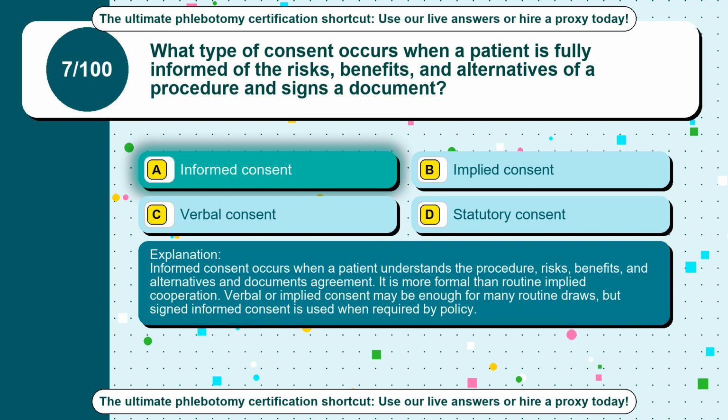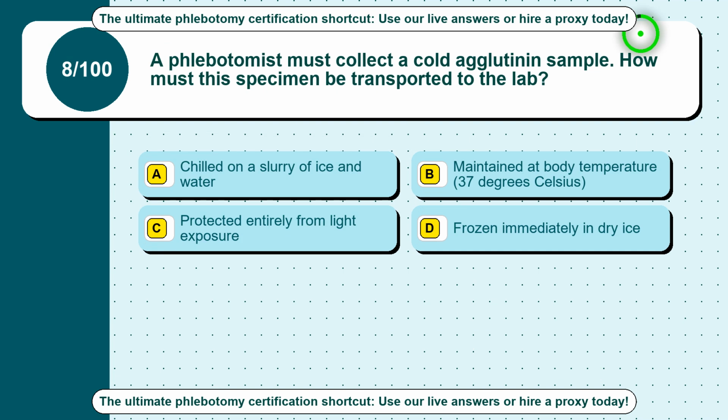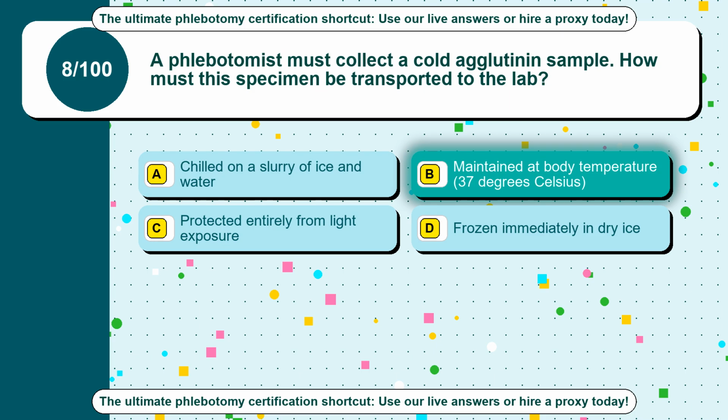Question 8. A phlebotomist must collect a cold agglutinin sample. How must this specimen be transported to the lab? Option A, chilled on a slurry of ice and water. Option B, maintained at body temperature, 37 degrees Celsius. Option C, protected entirely from light exposure. Option D, frozen immediately in dry ice. The correct answer is option B, maintained at body temperature, 37 degrees Celsius.